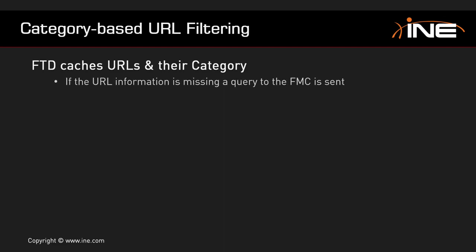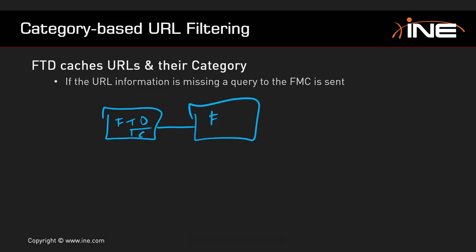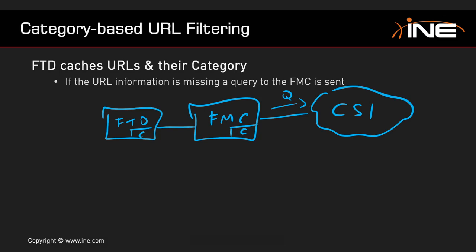Okay, the downloaded categories and reputation data is going to be generally cached on both units, on the FTD and FMC. So at a very high level, we can say that the process is going to look like that. We will have a local cache on the FTD unit. We will have a local cache on the FMC. And there is going to be that Cisco Collective Security Intelligence Cloud that FMC is going to be using to query for a URL that is not already in the cache. So initially, FMC is going to download the whole database.